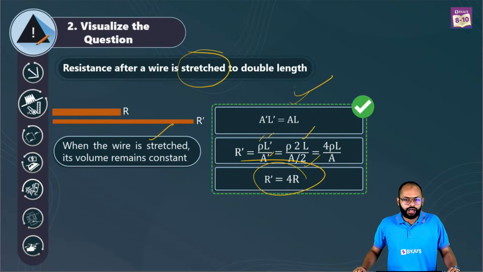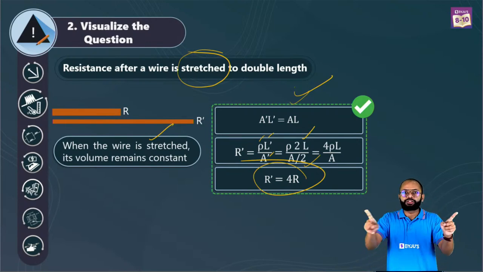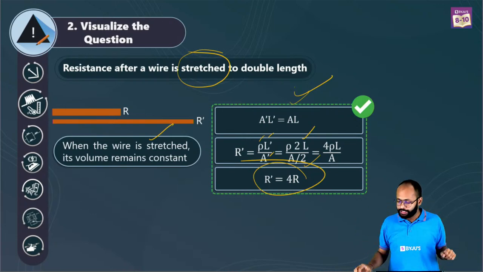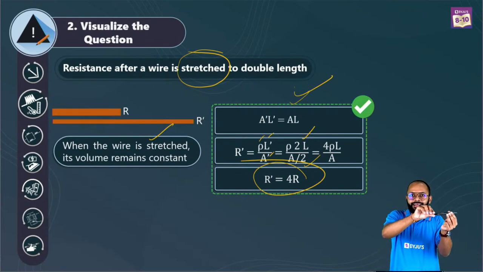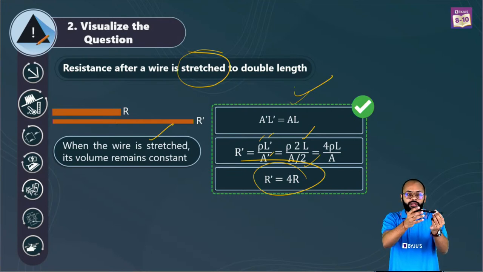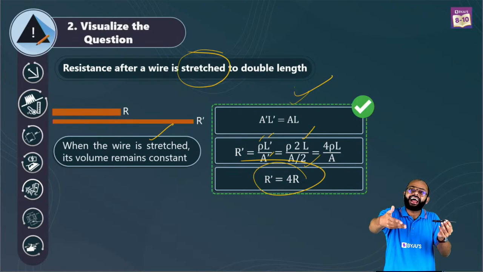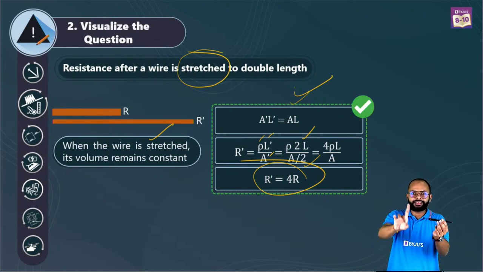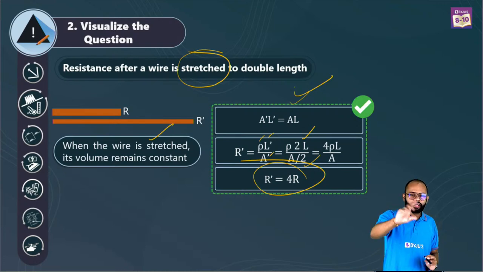Why is area halved? So, Charvi, the language of the question is saying the wire is stretched. When the question tells you the wire is stretched to double its length, stretching means that you have taken the same wire and stretched it to double its length. Means its volume will remain the same. The material you had in this wire will remain the same. You did not add or subtract the material. That's why, when you change the length, area will also change.